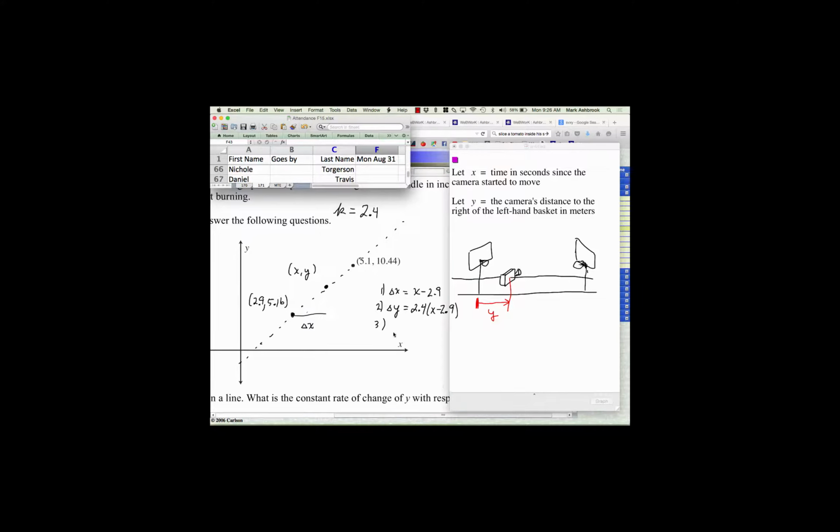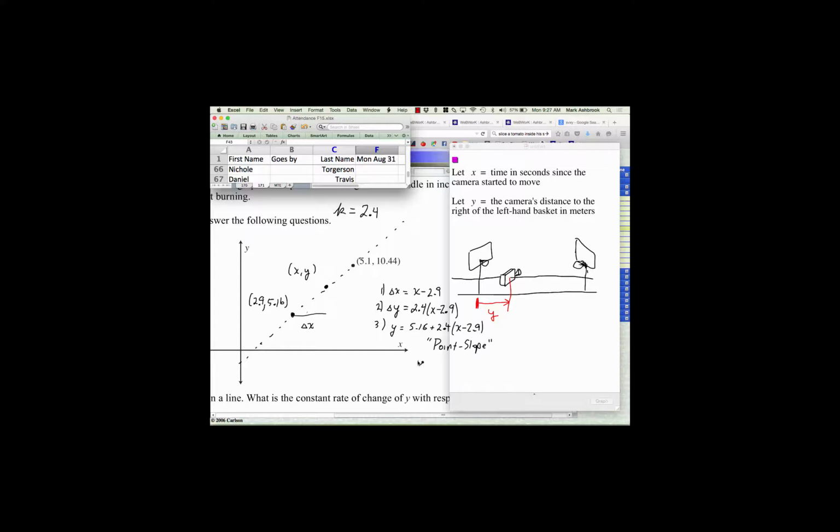So then the y is equal to old y plus the change. Change in what? Change in y. Okay, so this is what we call point slope. Why? Because it comes down to what? A point, 2.9 comma 5.16, is our point, and then our slope is 2.4, or our rate of change. That's point slope form.